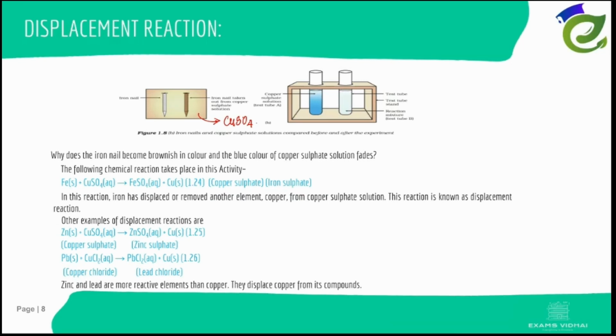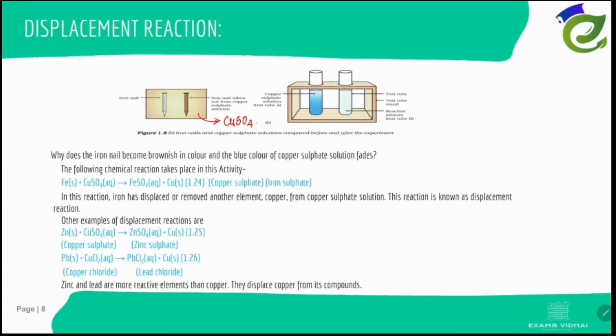Displacement reaction. If we take a solution of copper sulfate and put an iron nail into it, that iron nail will become brown in color and the copper sulfate solution, which is naturally blue, will become colorless. Why is this happening? We see a color change in the copper sulfate and also in the iron nail. Therefore, something is happening where both the reactants are getting changed, and this reaction is called a displacement reaction. What is a displacement reaction?